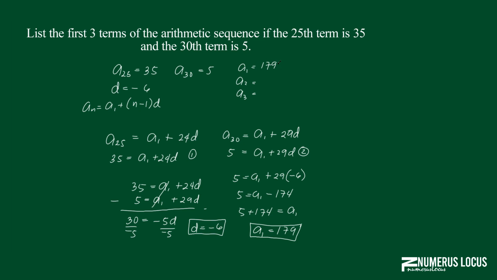Our a sub 2 can be computed by simply adding negative 6 to our first term. So 179 minus 6 is 173. And 173 minus 6 is 167. Therefore, our first three terms for the arithmetic sequence are 179, 173, and 167 respectively.